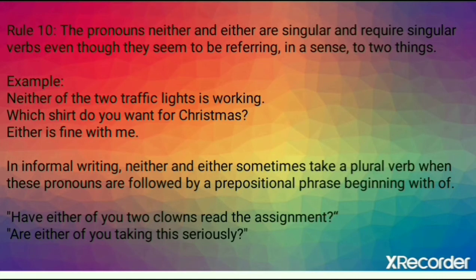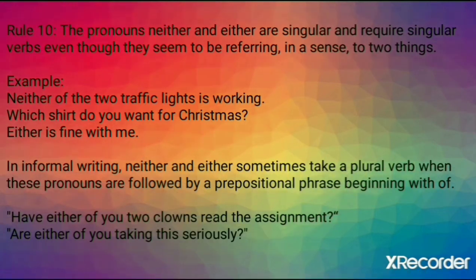In informal writing, neither and either sometimes take a plural verb when these pronouns are followed by a prepositional phrase beginning with "of." This is particularly true of interrogative constructions. For example, have either of you two clowns read the assignment? Are either of you taking this seriously? So here, "have" and "are" are the verbs.